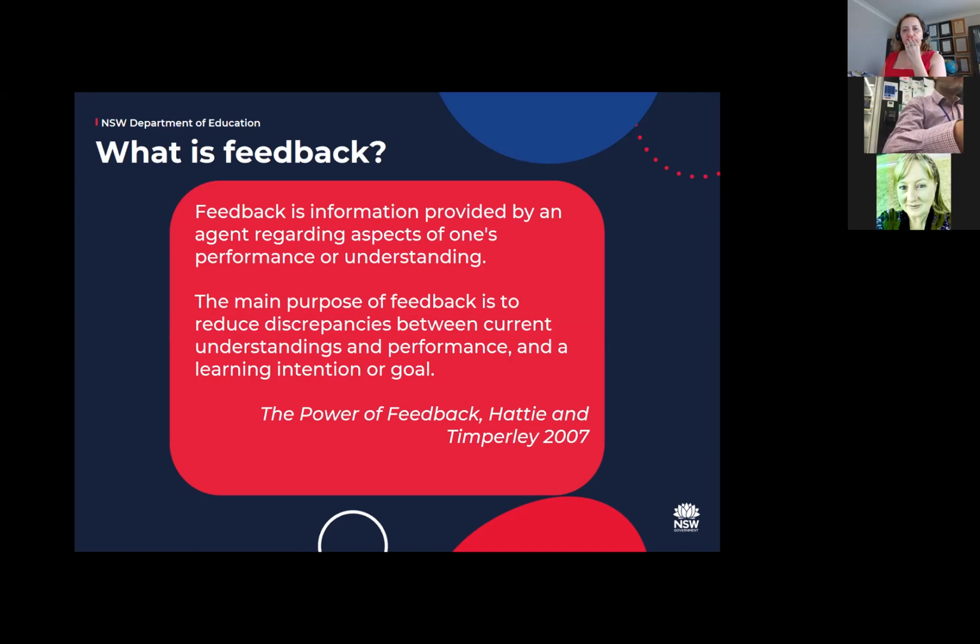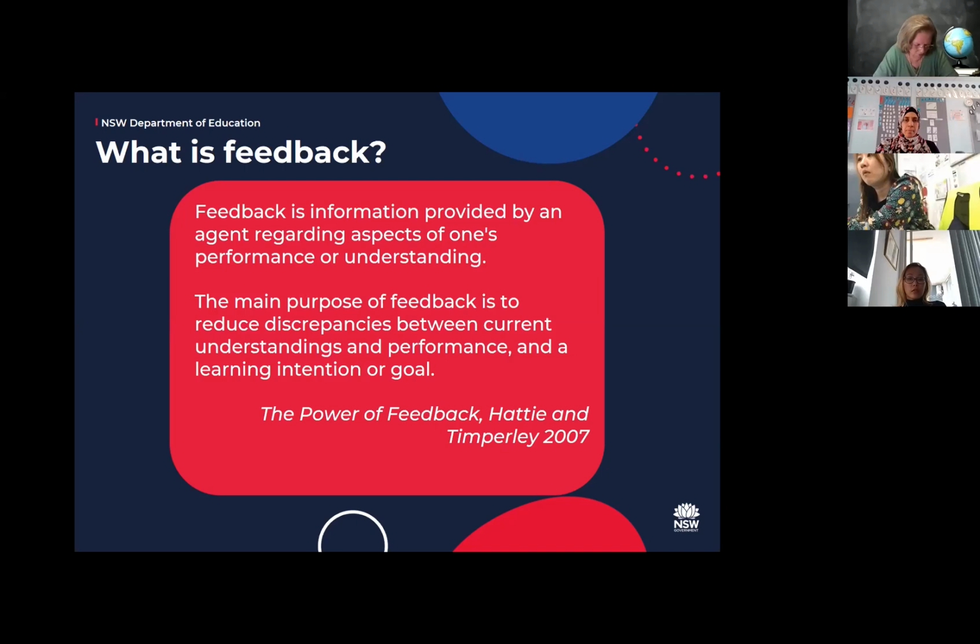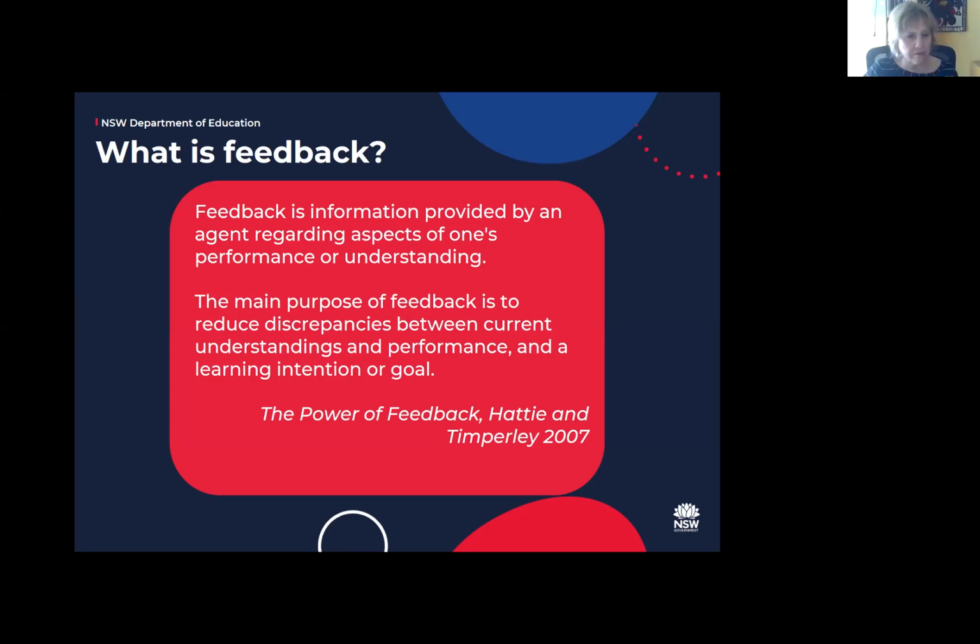Feedback is designed to bring out an improvement in students' performance and enable students to close the gap between their current understanding and the end of unit learning intentions and success criteria.